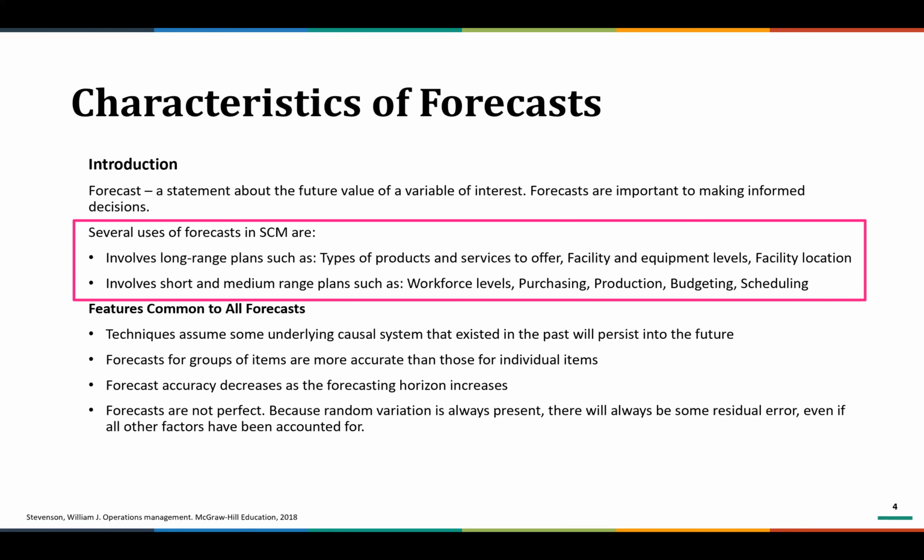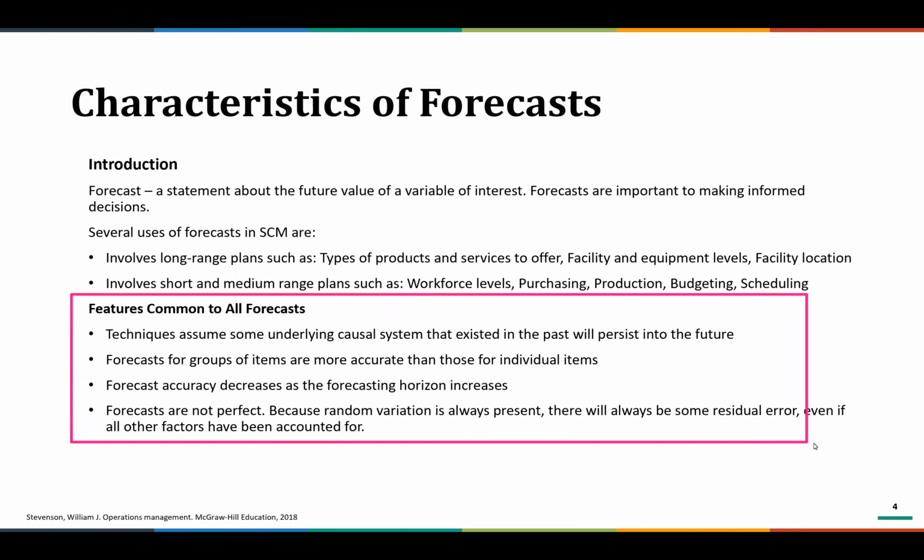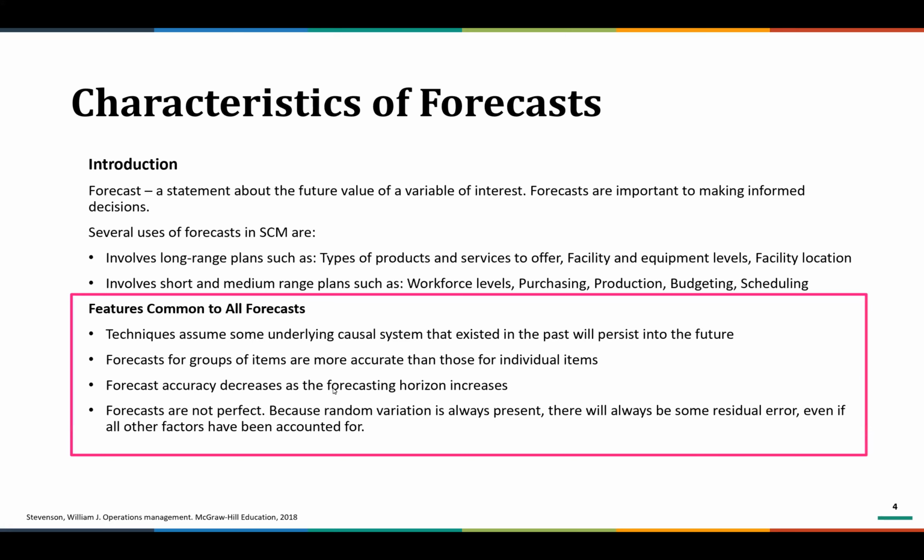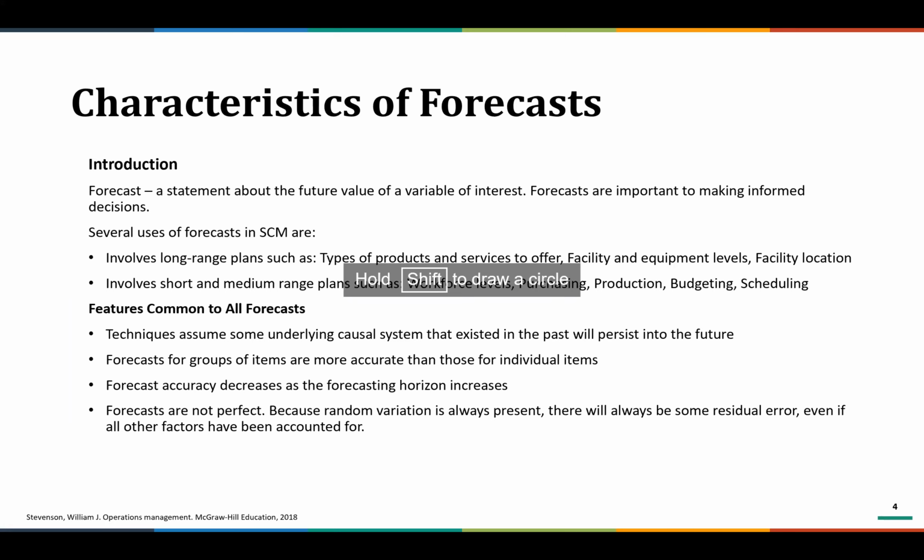However, there are several features that are common to all forecasting techniques. First, forecasting techniques normally assume that a causal system that existed in the past will persist in the future. This means that there are several patterns that we can study from past data that will repeat in the future.